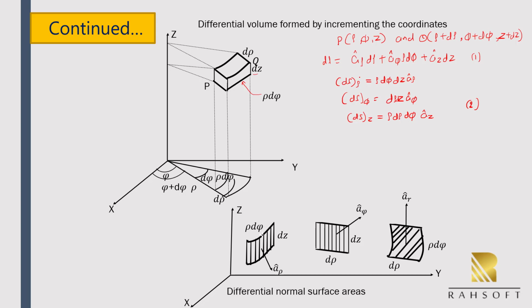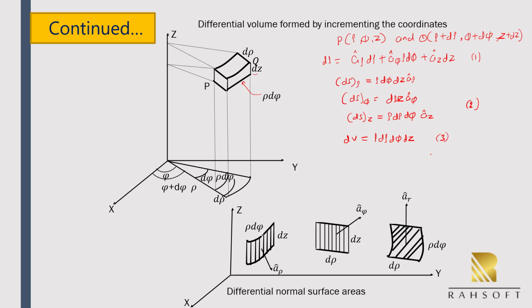So the incremental volume is given by dv equals rho d rho d phi dz. Equation 3.